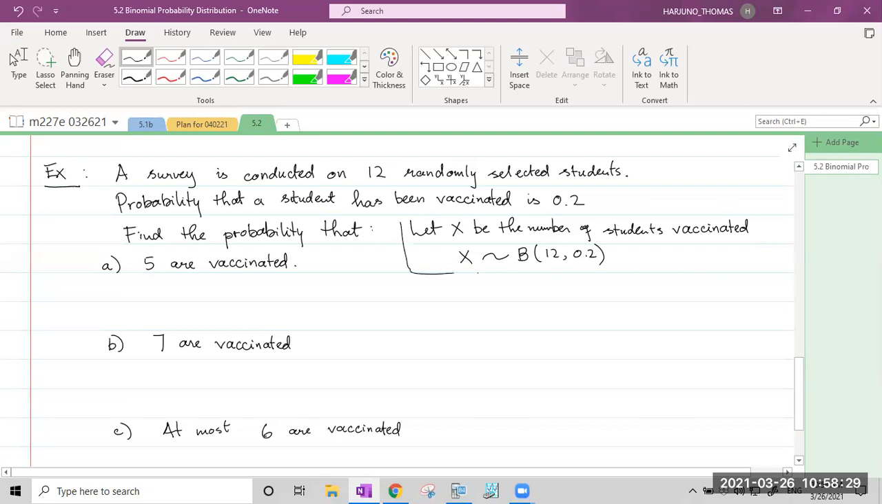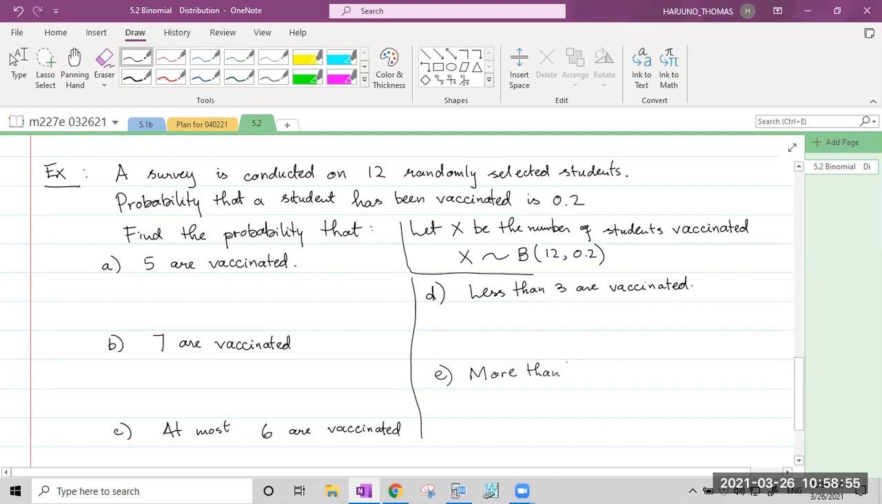Let's say part D here: less than 3 are vaccinated. And then part E: more than 7 are vaccinated. Let's answer these questions. Okay, I will work it out with you.